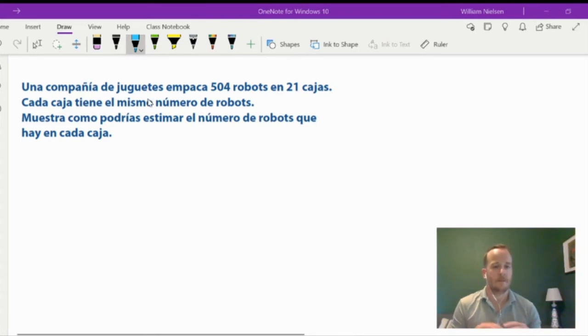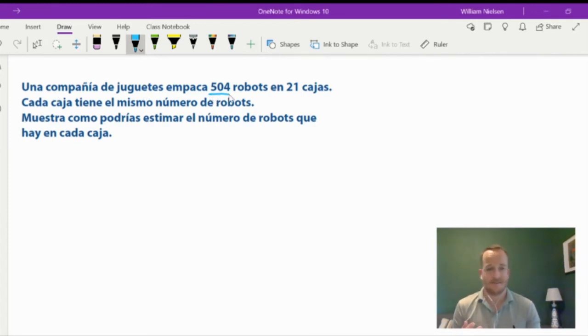Sí, pon pausa, toma un momento, piénsalo y vamos a volver a ver el problema. Ok, bueno, vamos a ver qué tiene. Vamos a marcar la información importante, ¿ok?